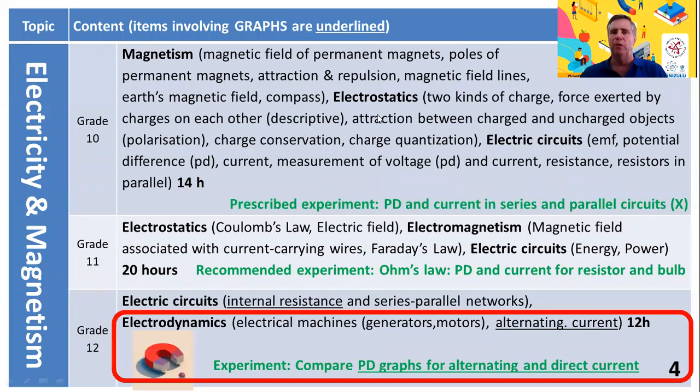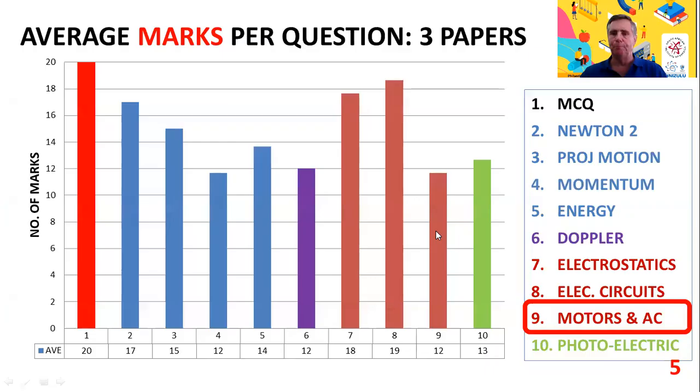On page 4, let's see where electrodynamics fits into the curriculum. It fits obviously under the electricity and magnetism section, and right at the end, in grade 12, you'll look at electrodynamics, which look at electrical machines like generators and motors, and alternating current. Notice again, there's a graphs application, another of our skills, comparing potential difference graphs for alternating and direct current.